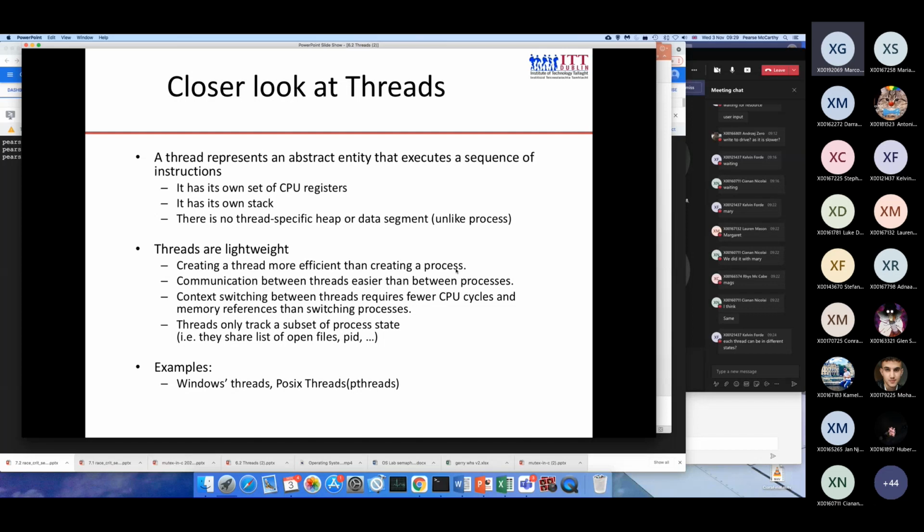The process has more stuff it needs to worry about. It has that code, it has that data, it has those file handles, right? The threads are lightweight. They're just purely about execution. Communication between threads is easier than between processes.